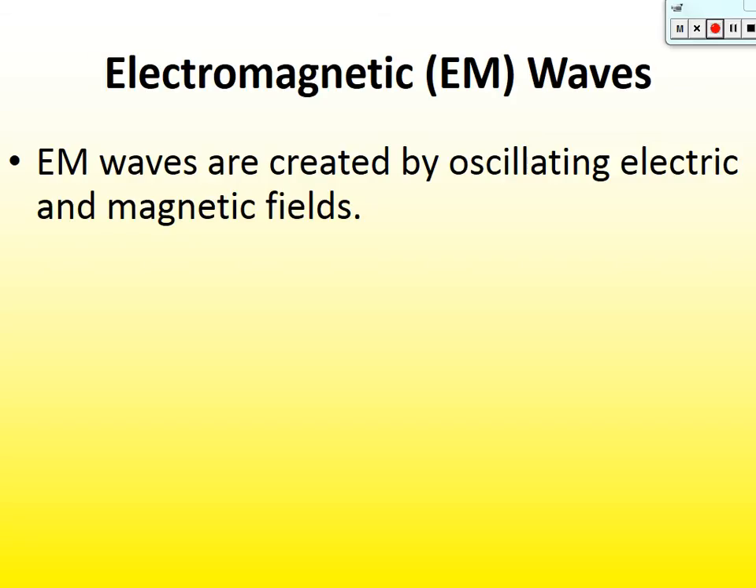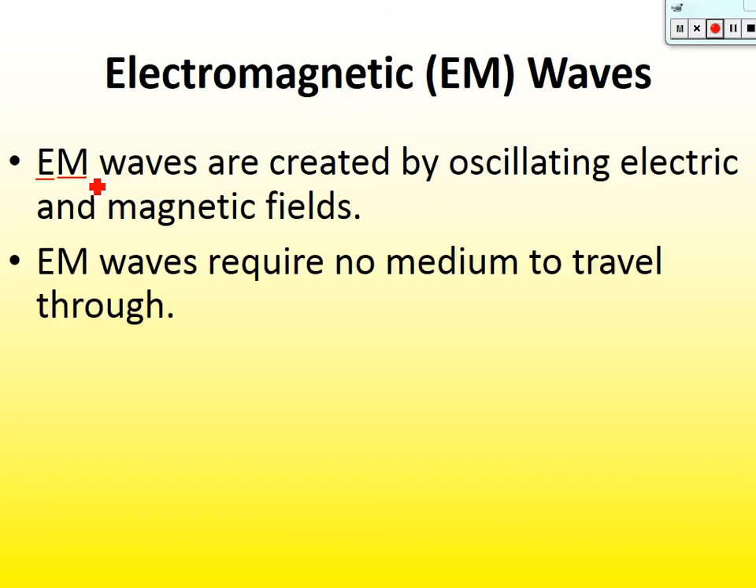Let's quickly just introduce the electromagnetic waves. This is the other main type of wave. EM waves. Again, it's electromagnetic, so we call them EM waves. They are created by oscillating electric and magnetic fields. EM waves require no medium to travel through. They can go through empty space. So that's kind of a big characteristic that I hope you will remember about electromagnetic waves. They can go through even space.